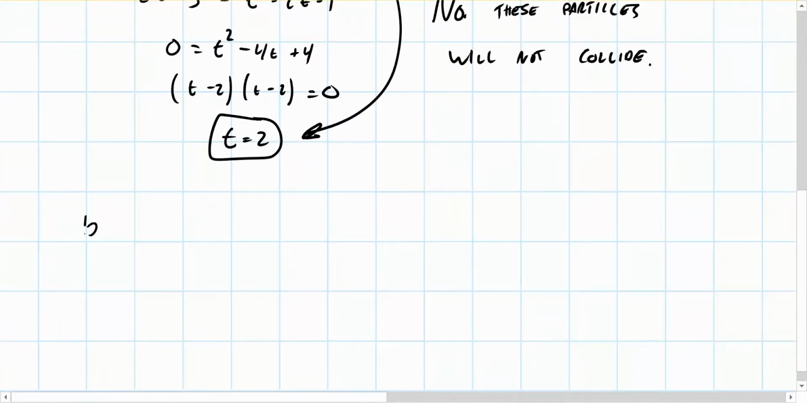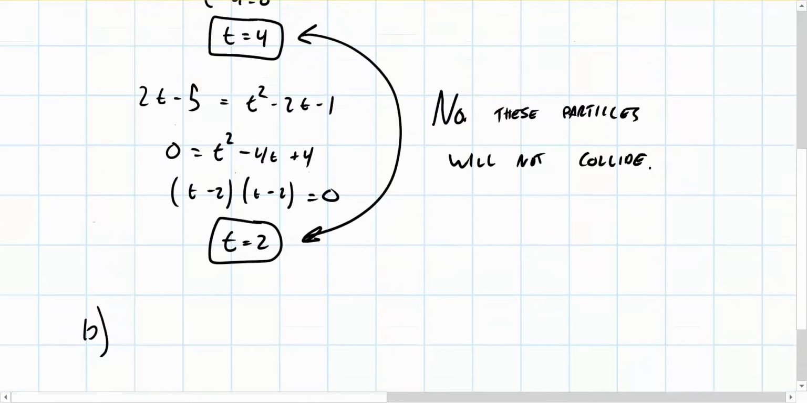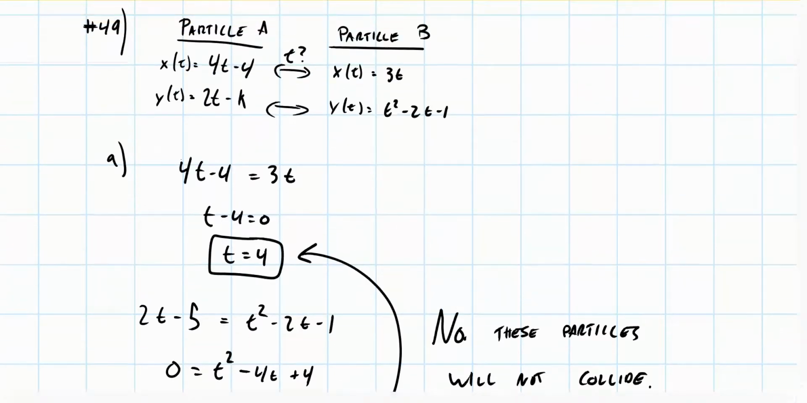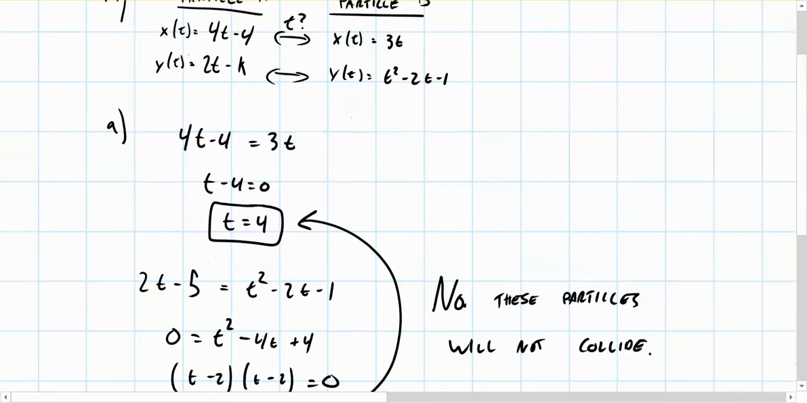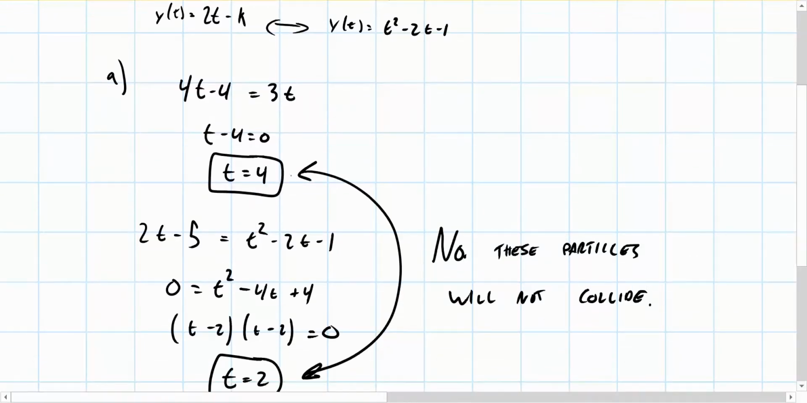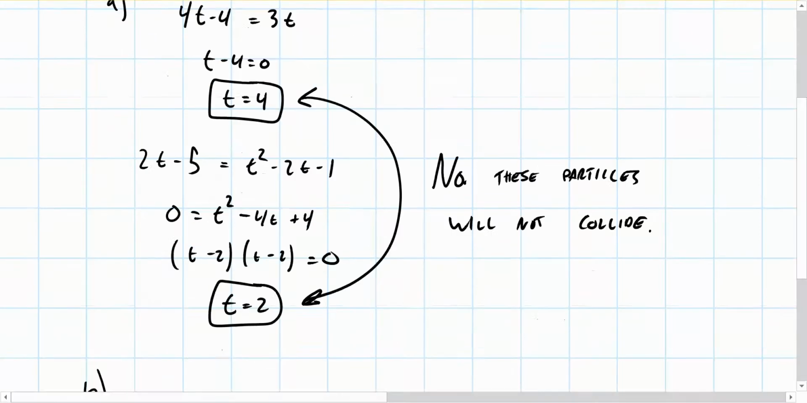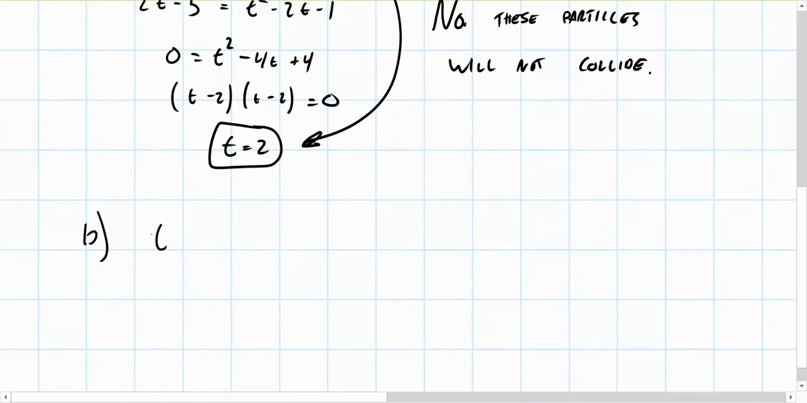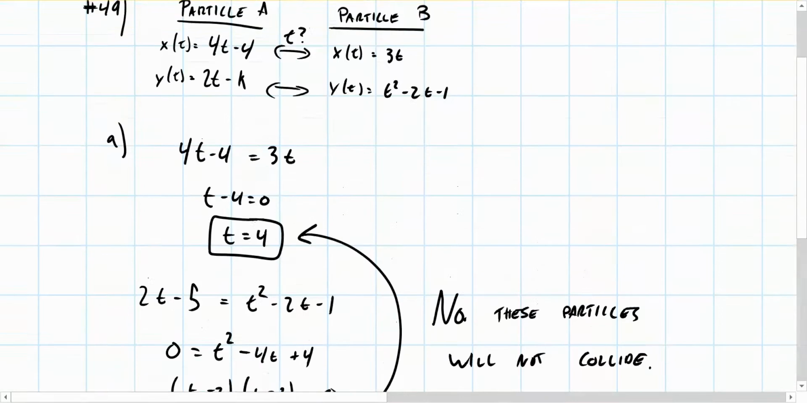Okay, part B. Find k so that the two particles do collide. We know k only affects the y variable of particle A, so the x equations are going to stay the same. And we know that when t is equal to 4, the two x equations will equal each other. So for part B, t is going to equal 4, because then we don't have to touch the x variables.